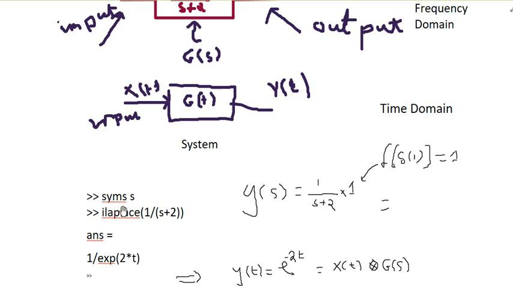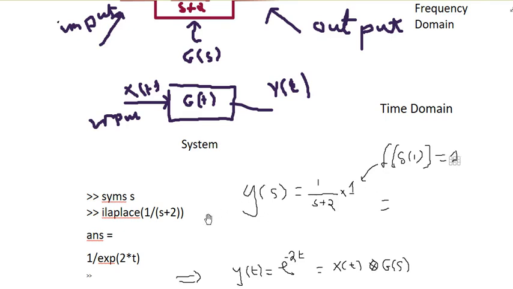Now, if we take the inverse in Laplace domain, we define a symbol s, and then we use this command, inverse Laplace. We just type it in this way. We get the answer of 1 over exponential, the exponent of 2 times t. So in Laplace or frequency domain, we have 1 over s plus 2 times 1. We put it as 1 because we assume the input is a delta Dirac, or the impulse function, and if we take the Laplace transform for it, we get 1.